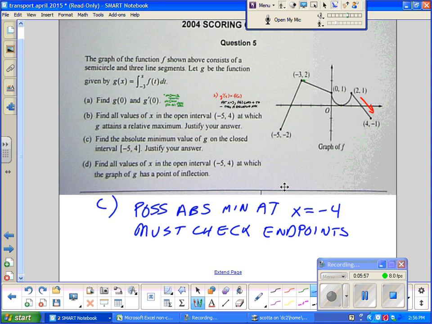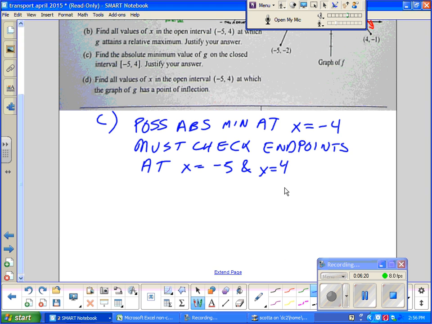Let's check endpoints at x equals -5 and at x equals 4. You guys agree? So now we have to evaluate the function at those three values, guys. This is why we got to fly through A and B, because this is going to grind. We got to grind here, all right? Especially since it's no calculator.